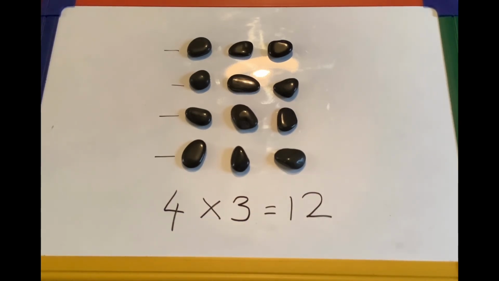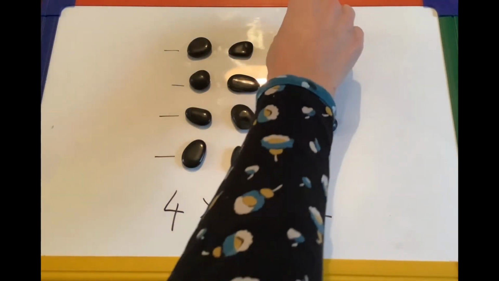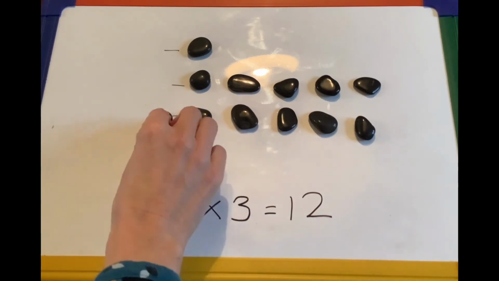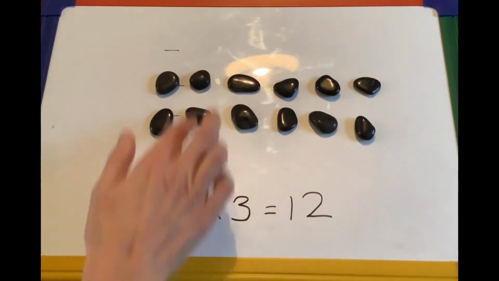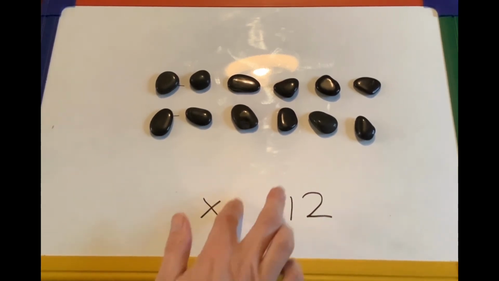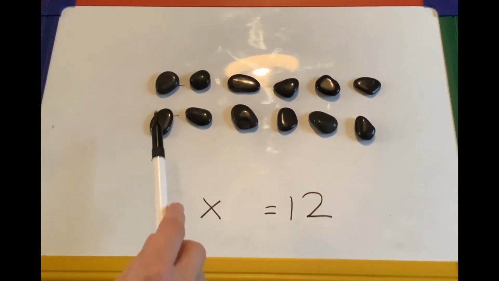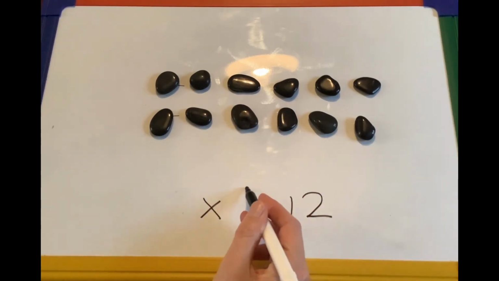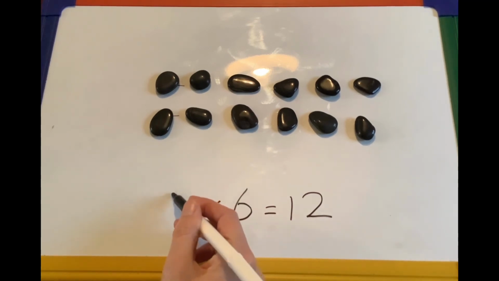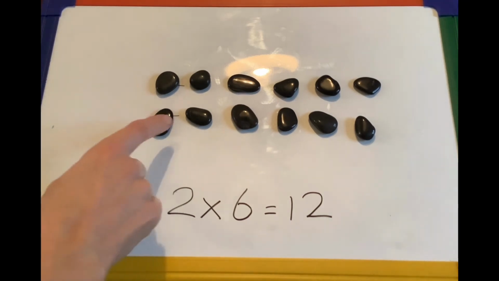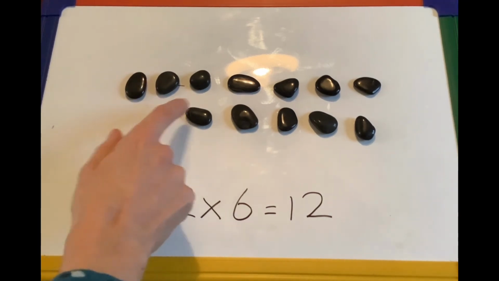Now let's see if I can make a different array by moving them around. We'll keep the big number because it's still going to be 12. So this time, how many are in a row? 1, 2, 3, 4, 5, 6 in a row. And there are 2 rows. Now remember, there are 3 other number sentences you can make about that. Now the last one might be one you haven't realised you can do.